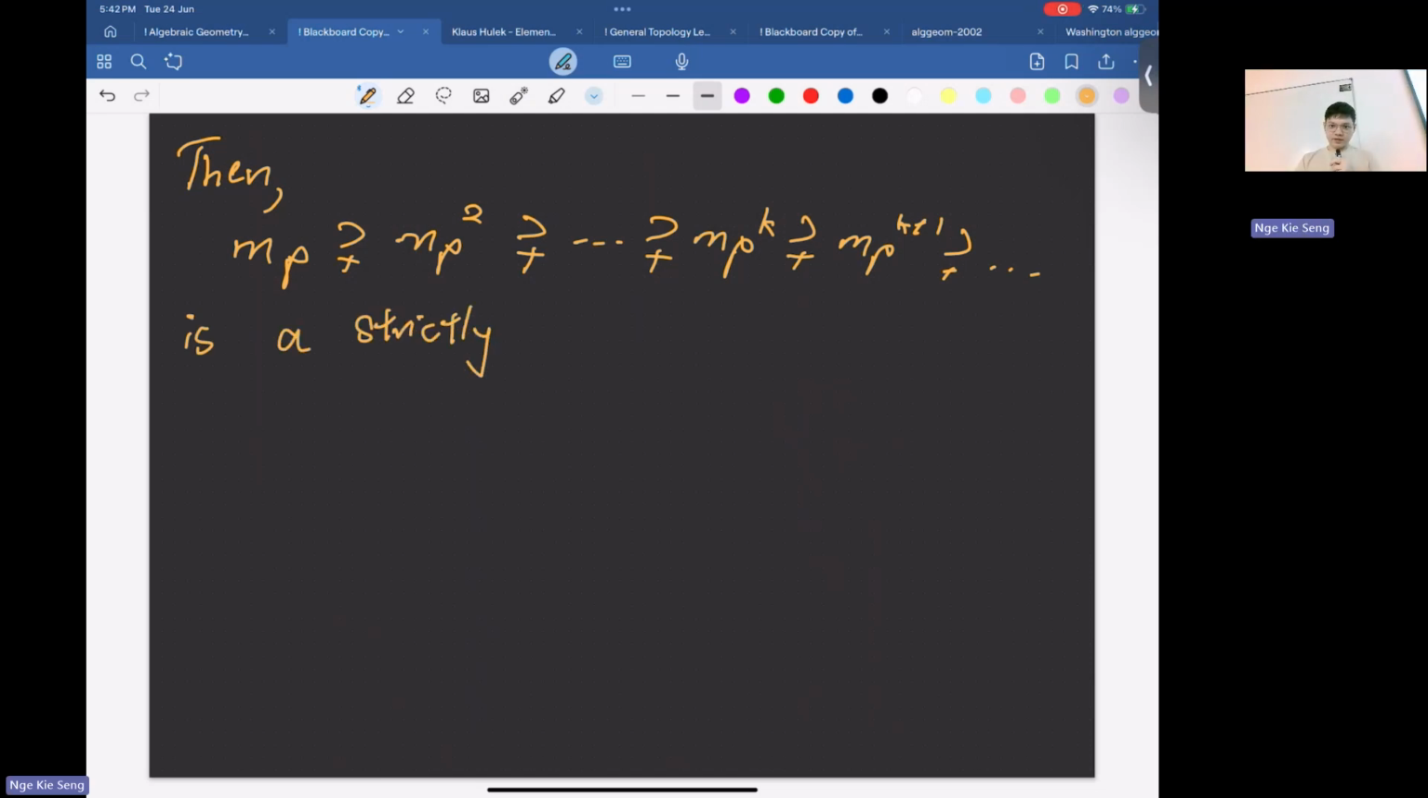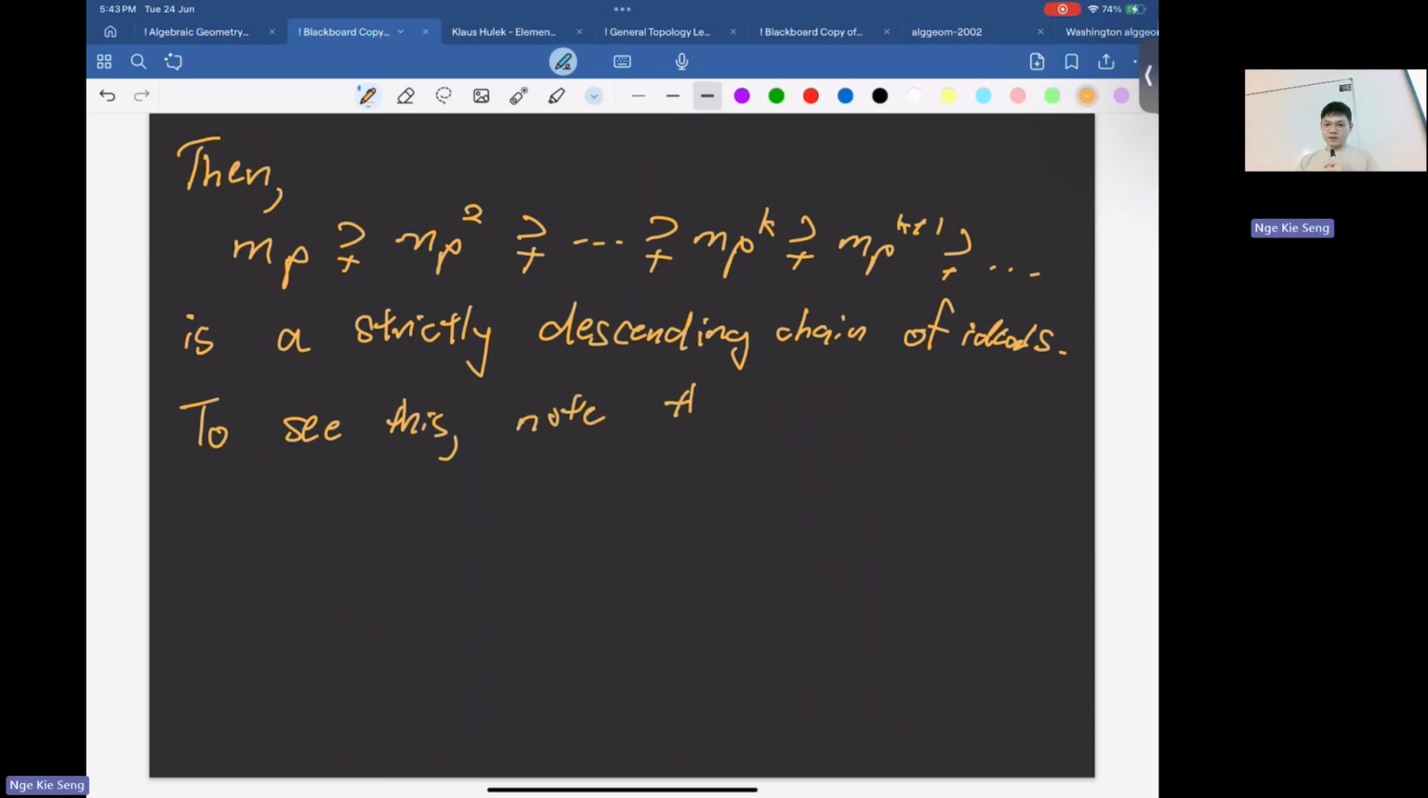Okay, so meaning exactly you cannot find everything in MP squared. Descending chain. Okay, let's see how to prove this. This proof is very important to see the theory later on. Okay, so to see this, suppose that they are equal at some level.